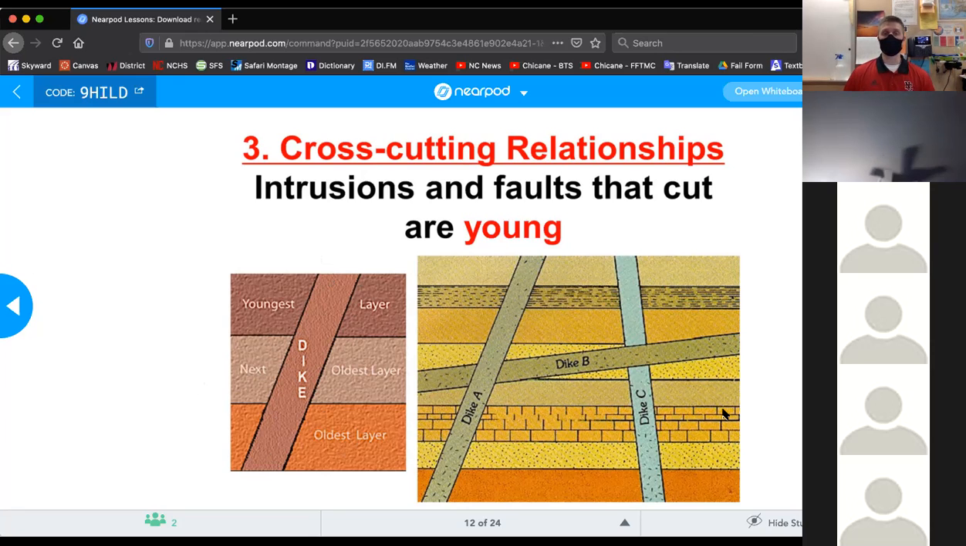The one on the right, with dike A, dike B, and dike C, which one of those is the newest or the youngest? Somebody could just say it or put it in the chat or whatever. Of dike A, dike B, or dike C, which one is the youngest?